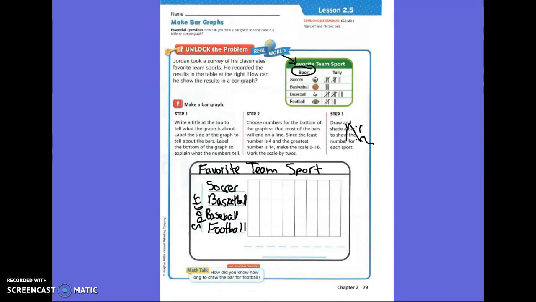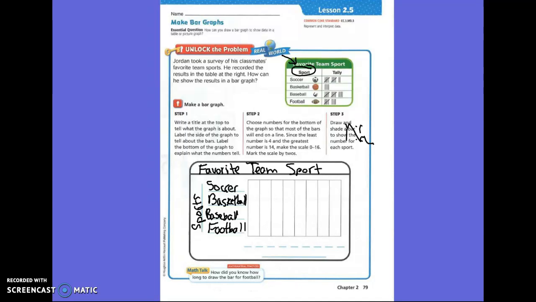Next, what does the third part of the first step say? Label the bottom of the graph to explain what the numbers tell. Okay, now, you can see that sports was over here on this side. Those are the labels. What's going to be the label on here? You can't write tally this time. What are those tally marks representing, Savannah? What kind of numbers? Numbers of what?